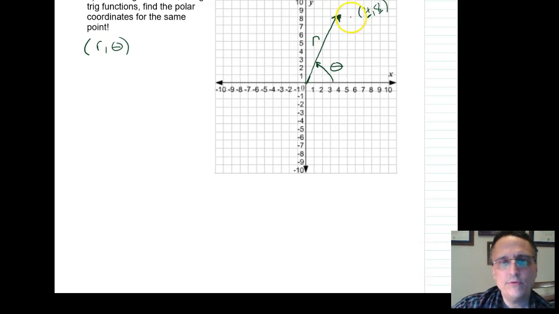Well, what I want you to do here, class, is figure out for 4, 8, what is the polar coordinate for that? If you know how to do right angle trigonometry, you can do that. You need to find out what this angle is right here, and you need to find the length of that hypotenuse. And I know you know how to do that. So I'll give you a few minutes to try to do that. So yeah, go ahead, try it.